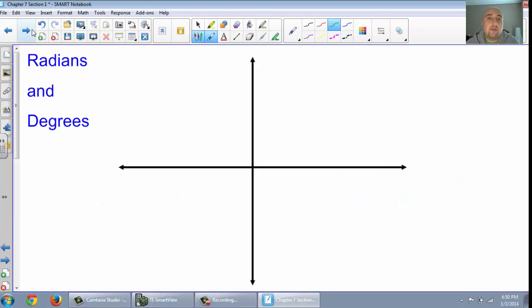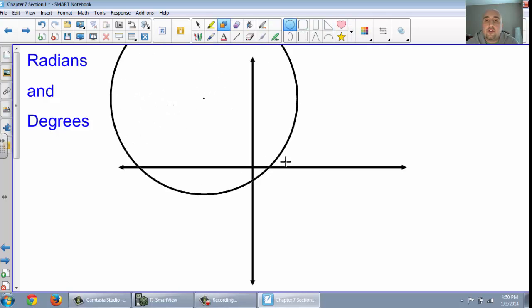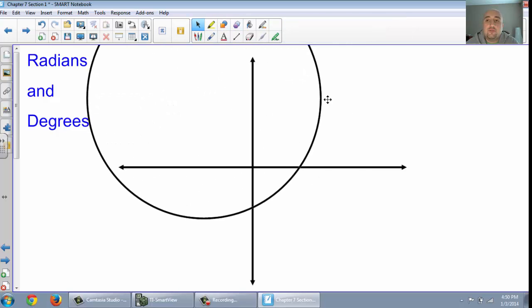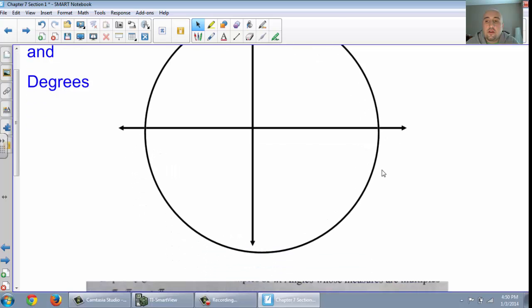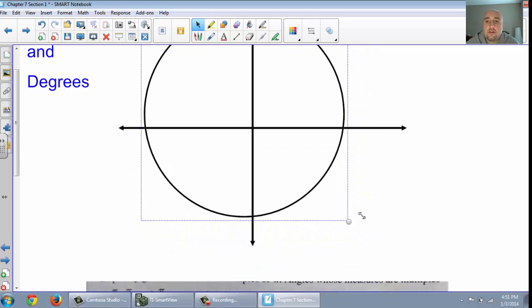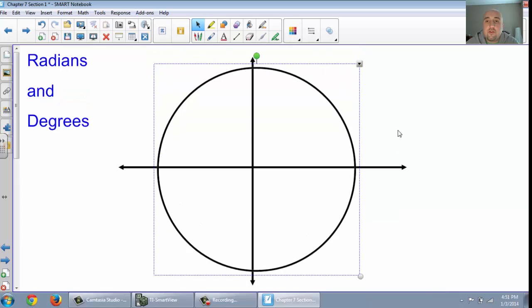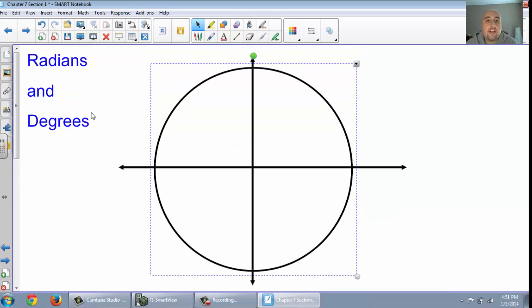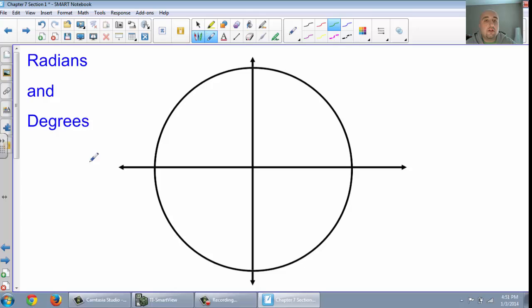All right, now let's talk a little bit about degrees and radians. Remember, this is like the unit circle, which you should have learned about in Algebra 2. Okay, let me make this a little bit smaller here. So the main device we use for radians and degrees is called the unit circle. It's an XY plane with a circle attached to it.